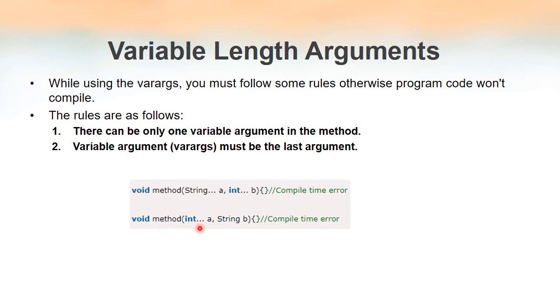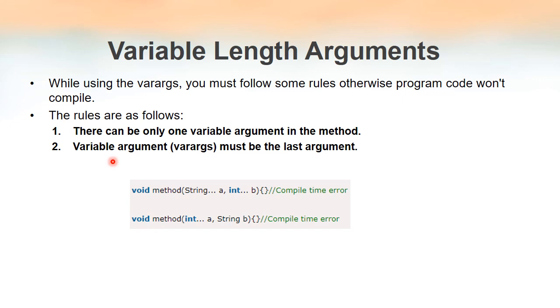So see this example, void method. Here we have written the variable length argument as the first argument or the first parameter. That is not allowed. This is the problem. Here the position of the variable length argument is the error. If it was String B the first argument and int triple dot A was the second, then it was okay, because in that case this variable length argument is the last one. So these are the 2 rules that we have to maintain when we use variable length argument.